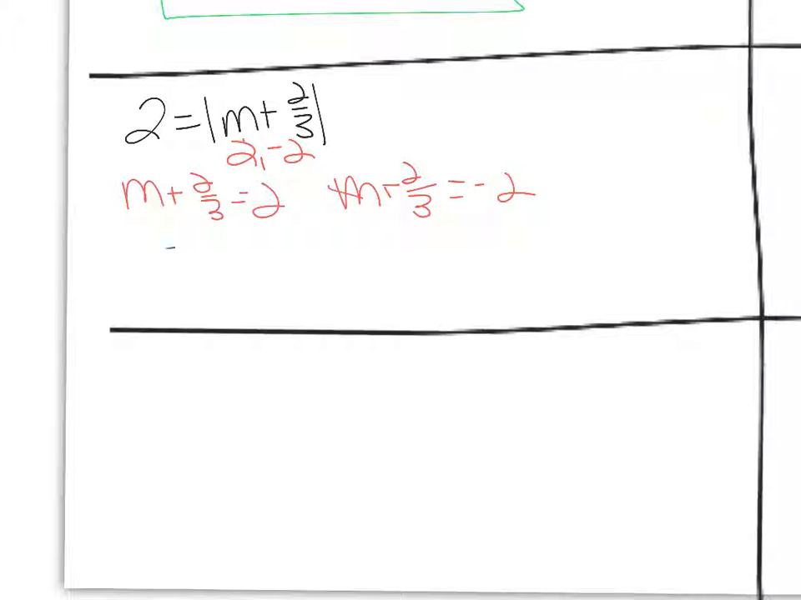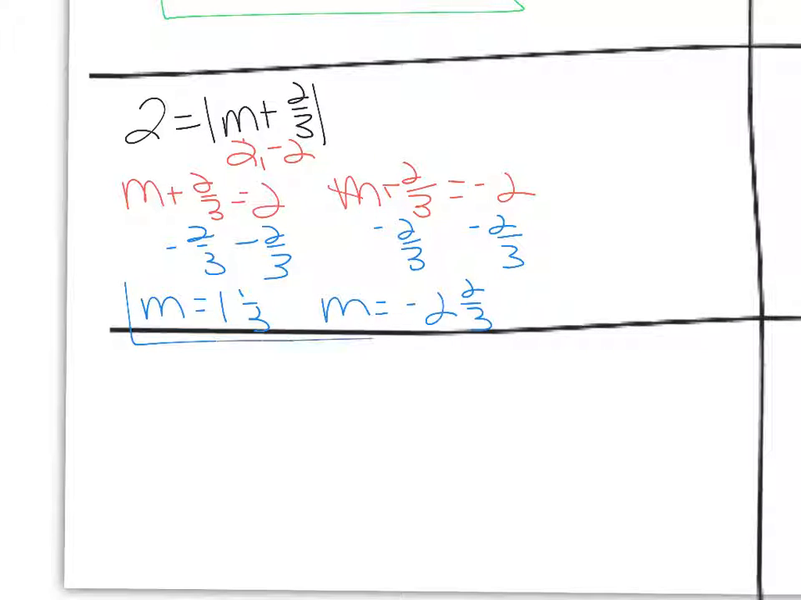So for the first one, if I subtract 2/3 from both sides, we'd get 1 and 1/3. If I subtract 2/3 from the right-hand equation, we'd get negative 2 and 2/3. So there's your two answers.